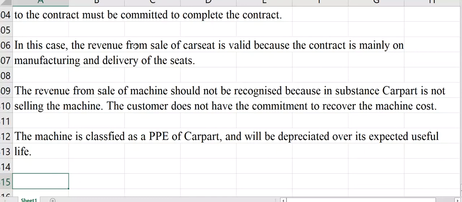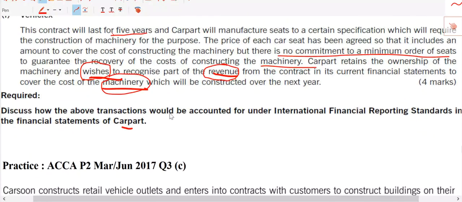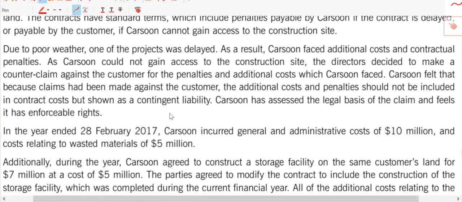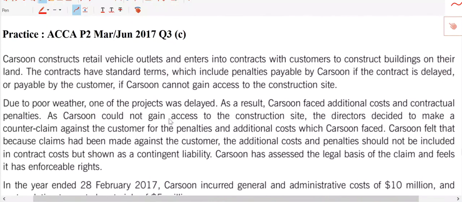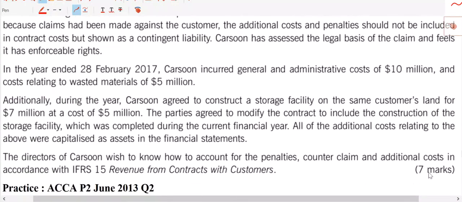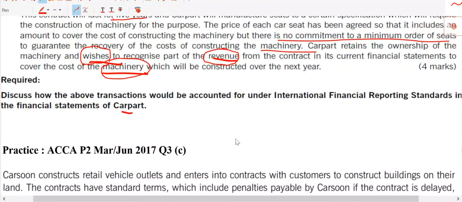Okay, let's move back to the question. Number 2, second question. It's quite a long thing here, and we get 7 marks. Now, if you look at the question, I think I told you a few times before as well.